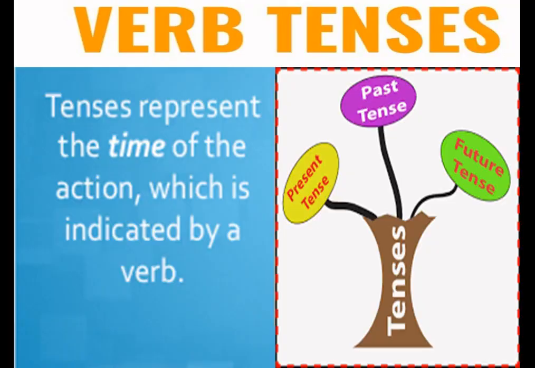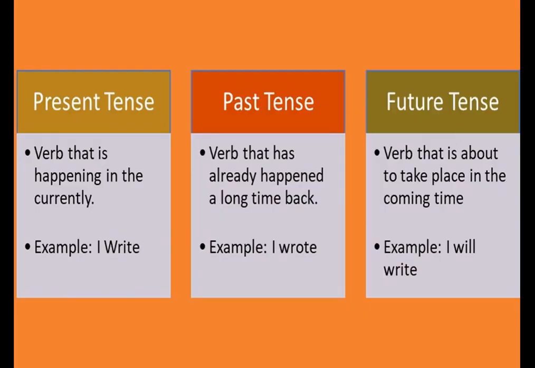First we will talk about verb tenses. The time which is shown by the verb, meaning by the action, is known as the tense of the verb. If we talk about tense, there are three main tenses: present tense, past tense and future tense. Here the three types of tenses are given. Now next we will see the definition of the present tense, past tense and the future tense.